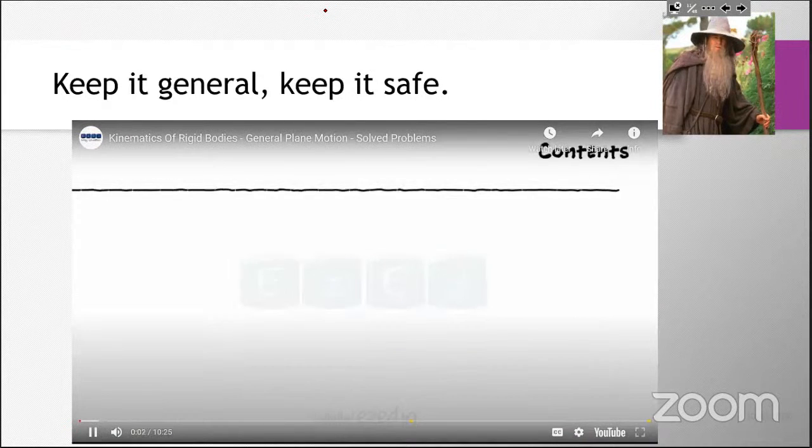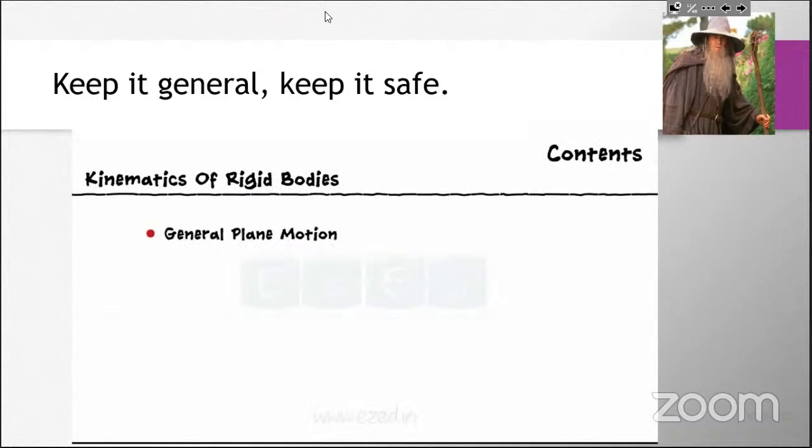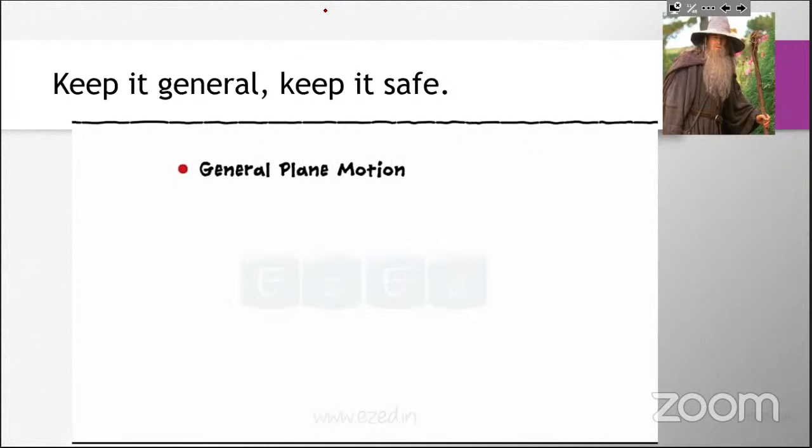In this Easy Ed video lecture, we will see rigid bodies moving in a general plane motion and methods to solve bodies under general plane motion, which is relative velocity method and instantaneous center method.